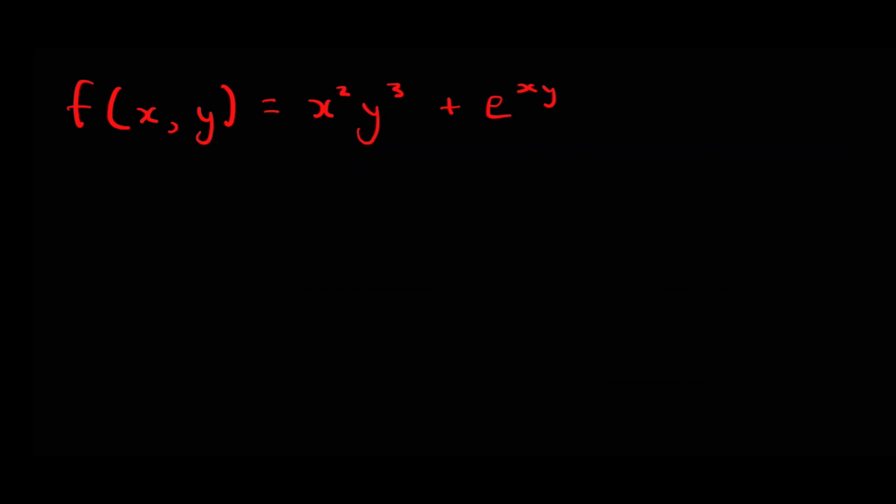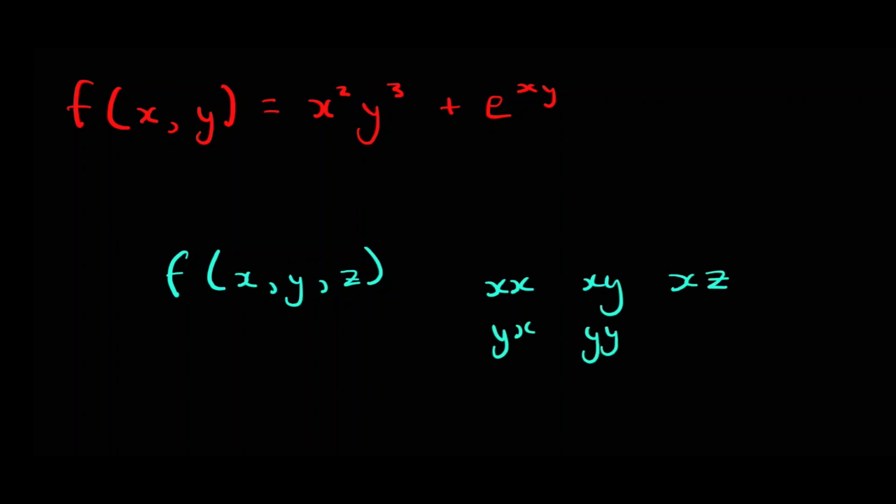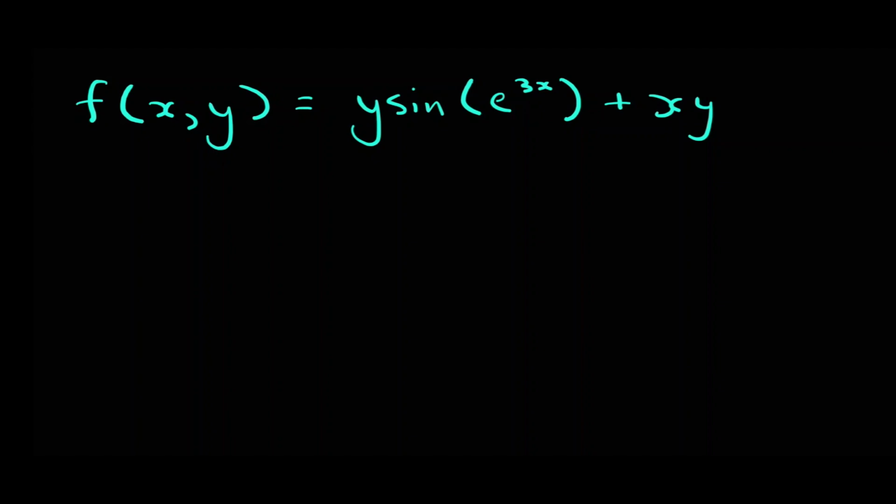When taking higher order partial derivatives of a multivariable function, you can differentiate with respect to any variable at each step and in any order. So for example, a function f of x, y, and z would have 9 second-order derivatives: xx, xy, xz, yx, yy, yz, zx, zy, and zz. Alright, now that we've gone over the basics of partial derivatives, let's try some examples.